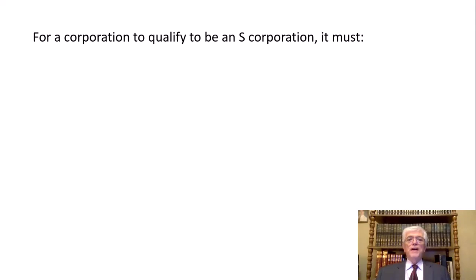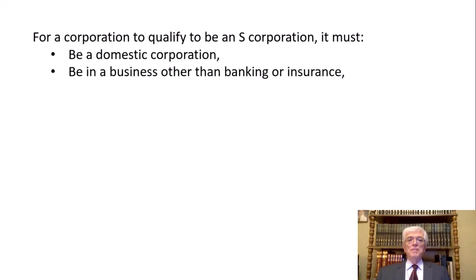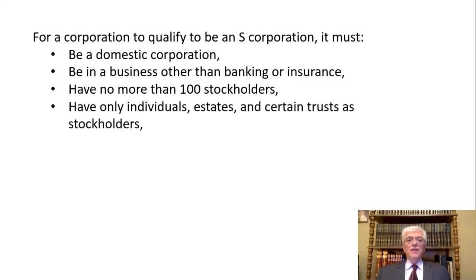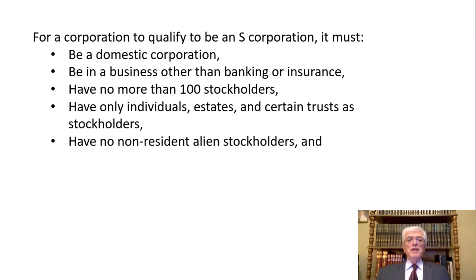For a corporation to qualify to be an S corporation, it must have the following features. It must be a domestic corporation, so no foreign S corporation. It must be in a business other than banking or insurance. Banking and insurance have their own separate tax rules that we don't cover in this course, but you can't have an S corporation if it's doing either of those two things. An S corporation can have no more than 100 stockholders, and only individuals, estates, and certain trusts can be stockholders of an S corporation. There must be no non-resident alien stockholders, and there must be only one class of stock.